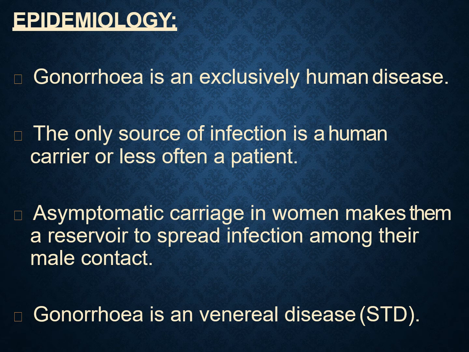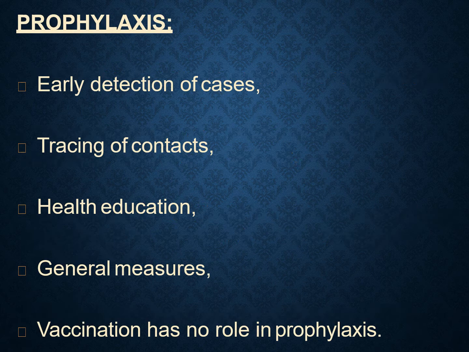The next one is the epidemiology. Gonorrhea is an exclusively human disease. The only source of infection is a human carrier, or less often a patient. Asymptomatic carriage in women makes them a reservoir to spread infection among their male contacts. Gonorrhea is a venereal disease, that is, a sexually transmitted disease.